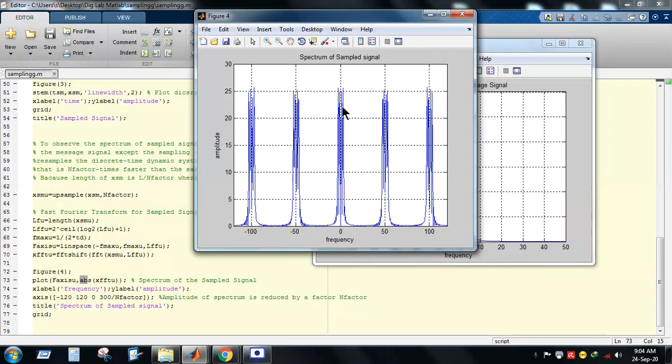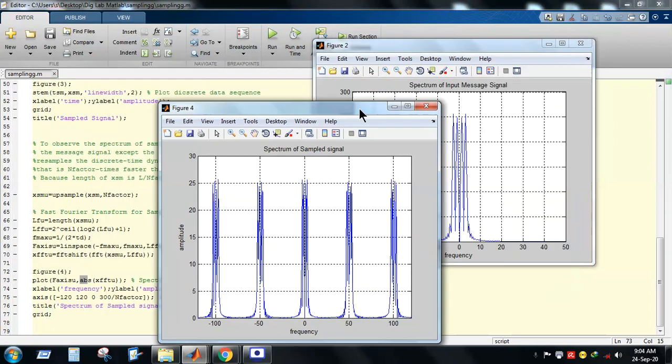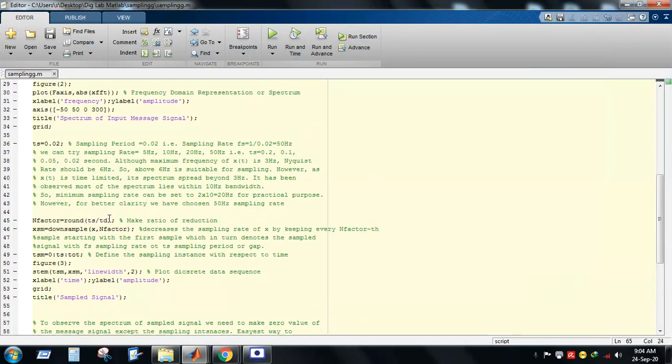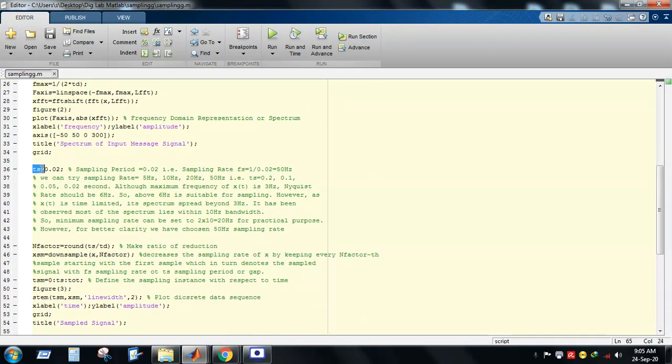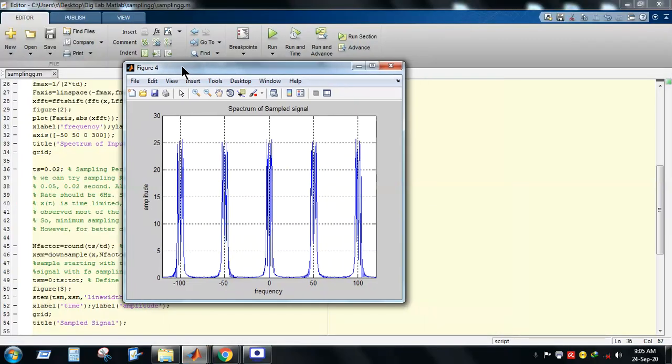Okay, here you can see that we use the sampling period Ts equal to 0.02. So obviously the sampling frequency is 50 hertz. In the spectrum of the sampled signal, the spectrum will be shifted at plus minus fs, that means plus minus 50 hertz, plus minus 100 hertz, like this.